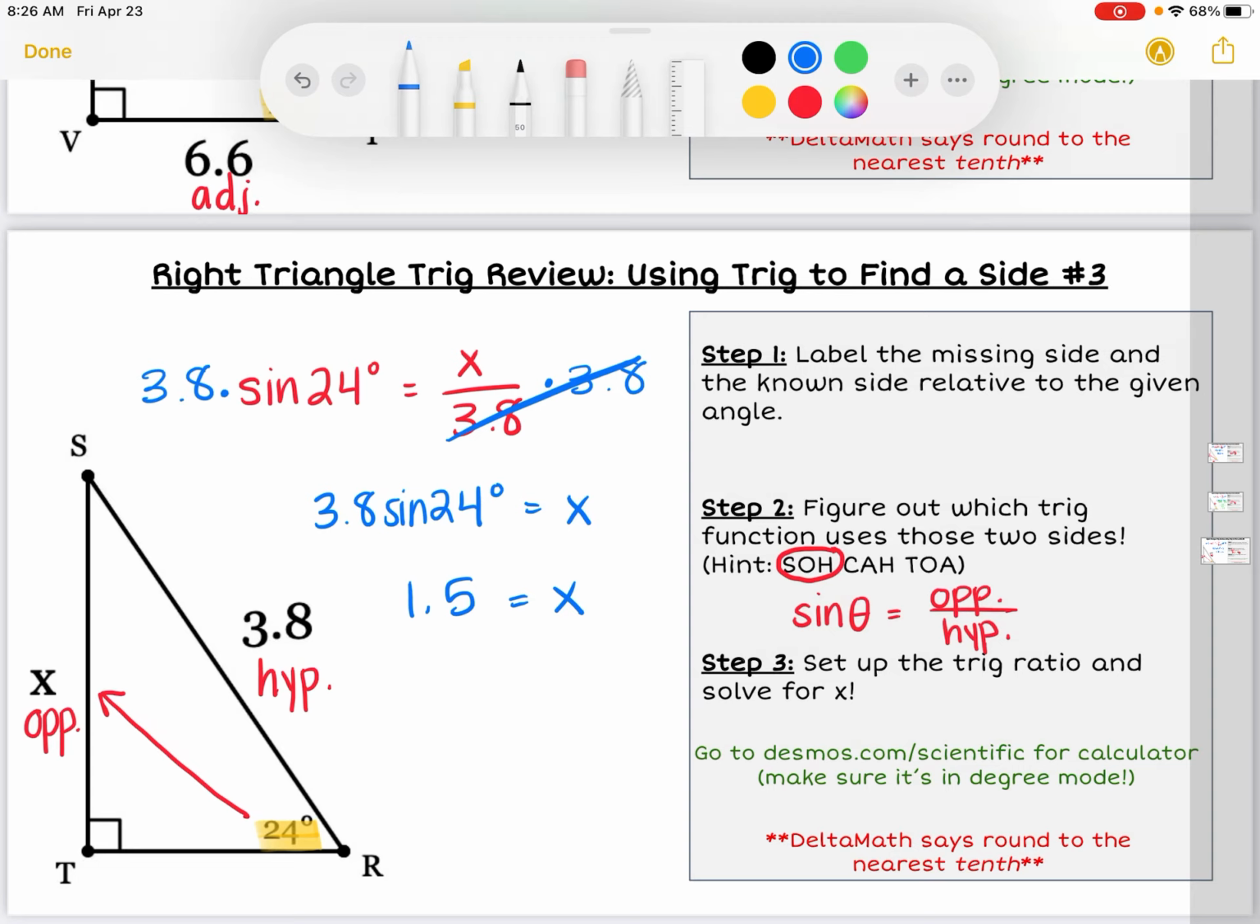So as you can see, we did one example with tangent, one with cosine, and one with sine. We did two examples where X was in the numerator and then one where it was in the denominator. So you can see how to do it both ways. Just make sure you follow the steps and you'll be good to go.